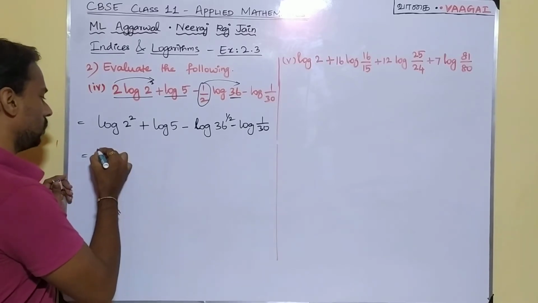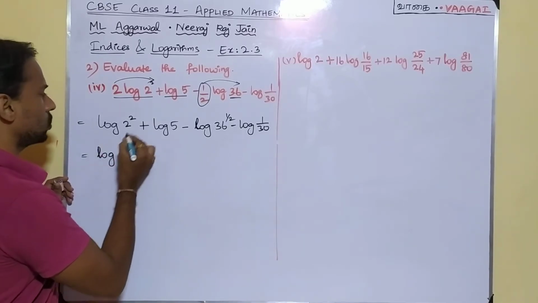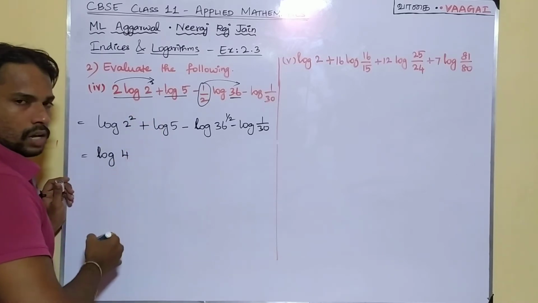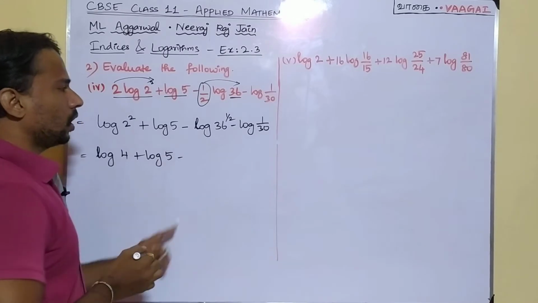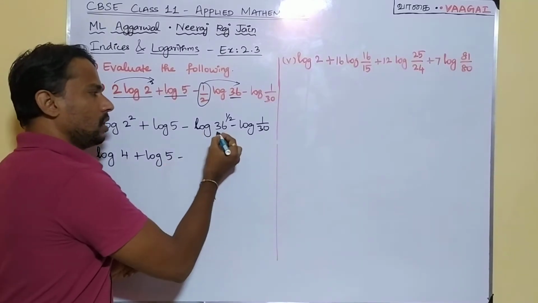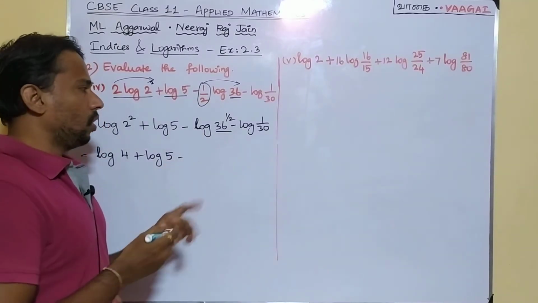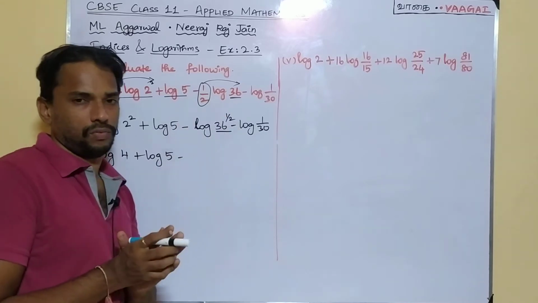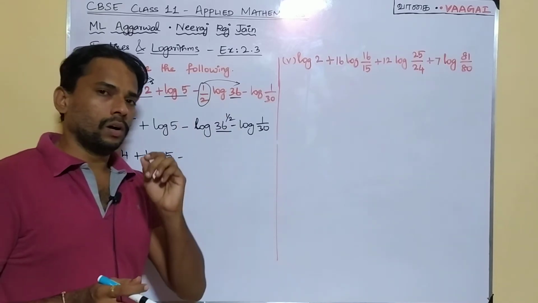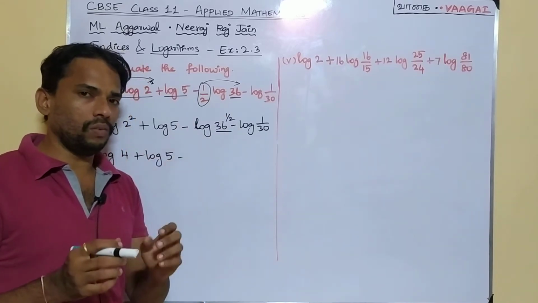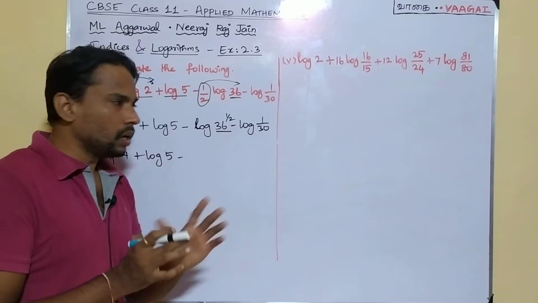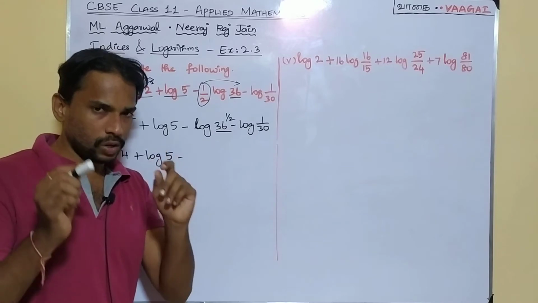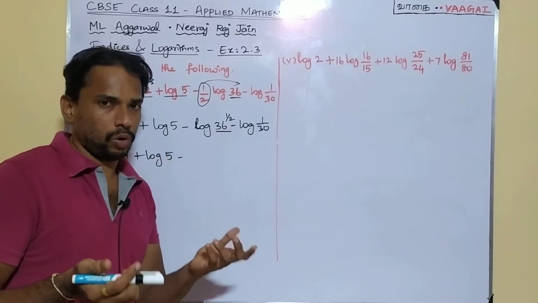So how I can simplify is, I can write this 2 square as 4, right? So log of 4 plus log of 5 minus, now what about this term here? Just see here carefully. Log of, we have 36 power half. We know what we need to do when we have a half in the power. What is actually done there?